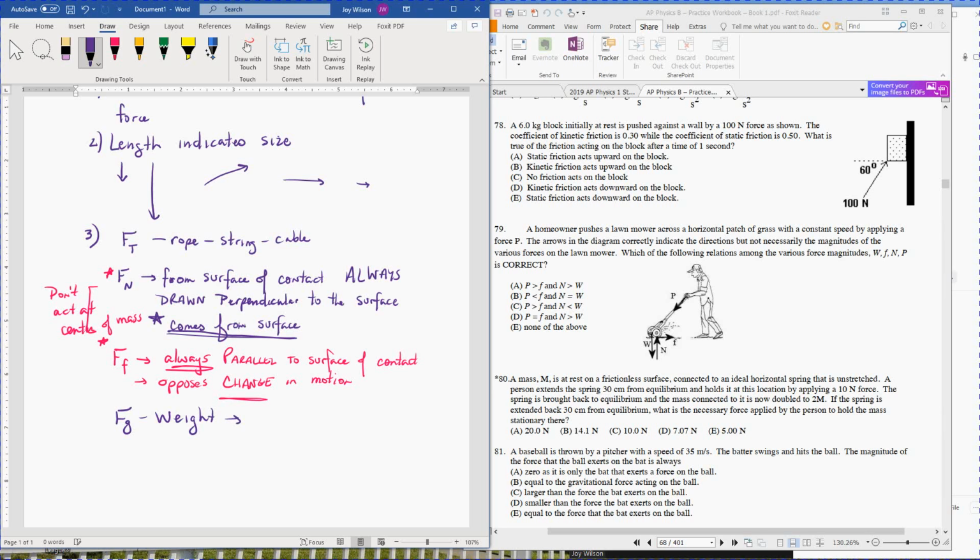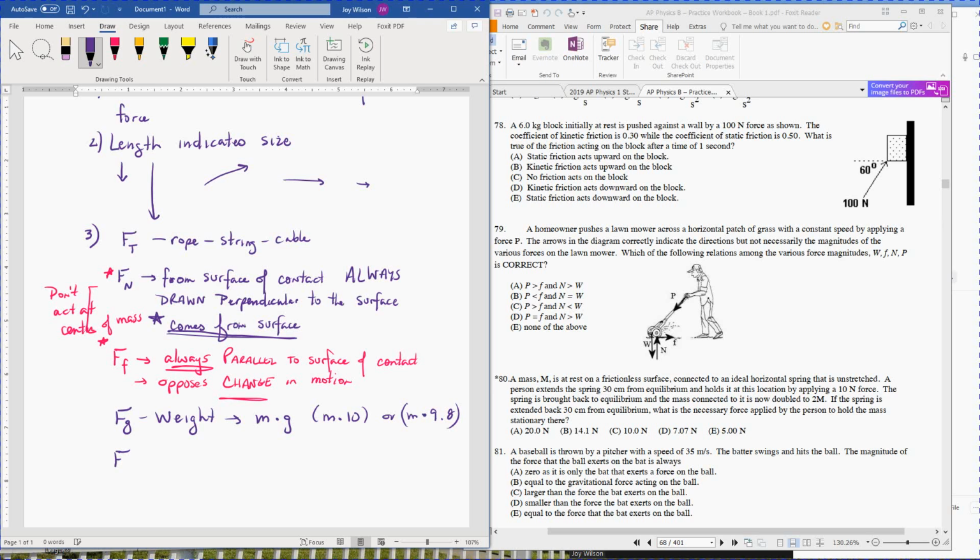So we also have force gravity, also called weight. It always comes from the center of mass, and it is mass times gravity, which is m times 10, or m times 9.8. Pick one and be consistent. It doesn't matter if you use 10 or if you use 9.8, but it does matter that you're consistent. So there's force of gravity.